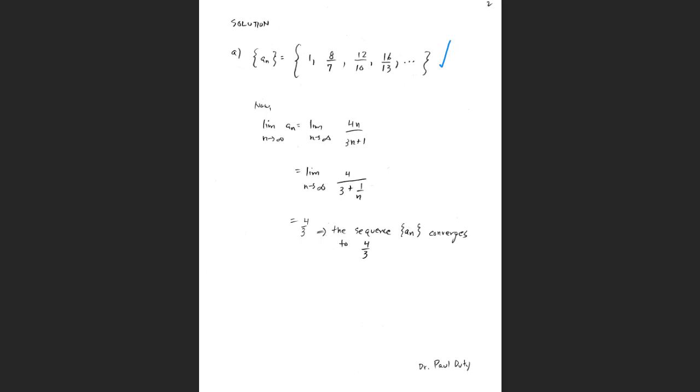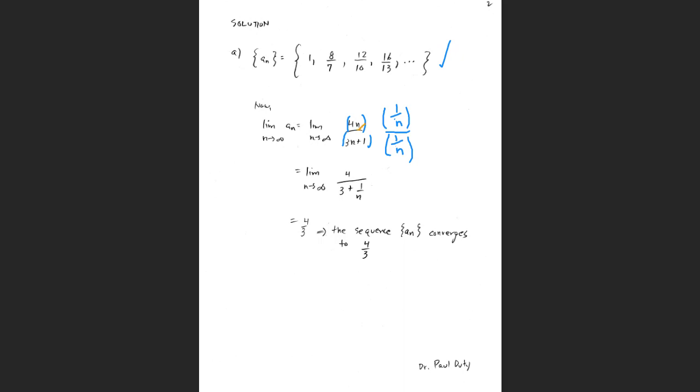And for this one here, I prefer to just do it algebraically. I have 4n divided by 3n plus 1, that's the nth term. And what I can do is multiply by 1 over n on the top and the bottom. How many maybe did that for some of the sequences in their homework? Okay, Susanna did.